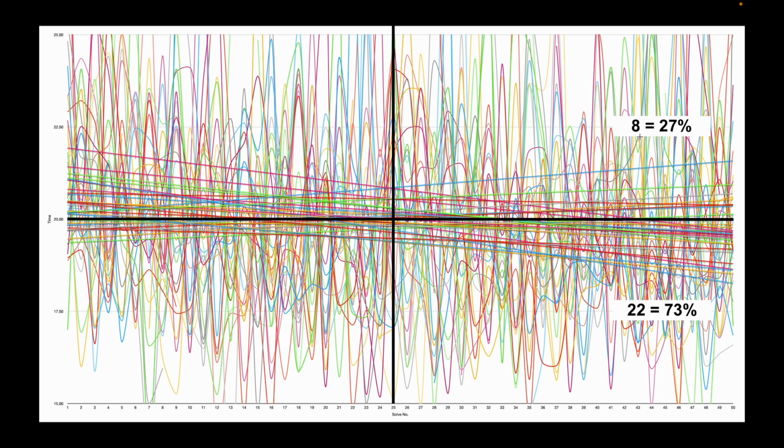If we see at the end, we have 8 trend lines going up and 22 trend lines going down. That means that 27% of the times I got worse during the 50 solves, and 73% of the times I got better during the 50 solves.